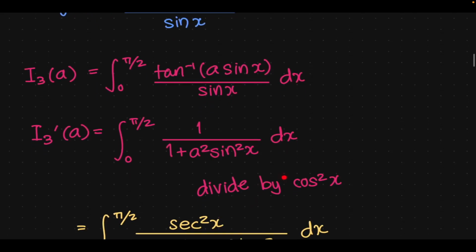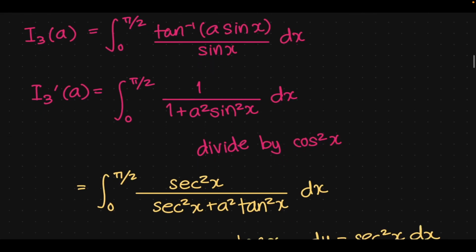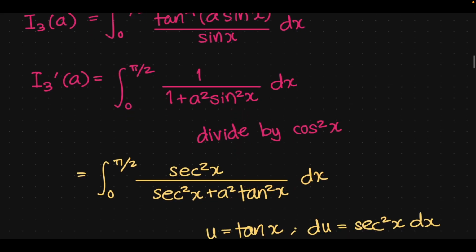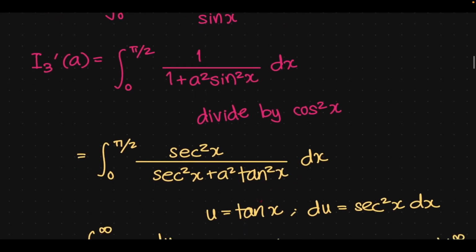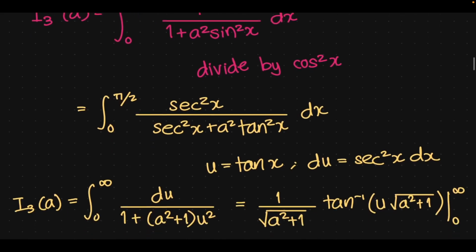Now this is again like the first example that we did in this video. Just divide the numerator and denominator by cosine squared x. You get the integral from 0 to pi over 2 of secant squared x over secant squared x from the 1, plus a squared sine squared x over cosine squared x, which is a squared tan squared x, dx. Again, the same substitution: u equals tan x, du is secant squared x dx.